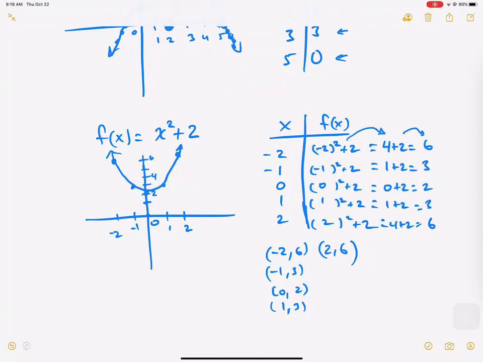Okay. Remember, this can also be called y. F of x can also be called y. That's our output. That's our answers, our range.